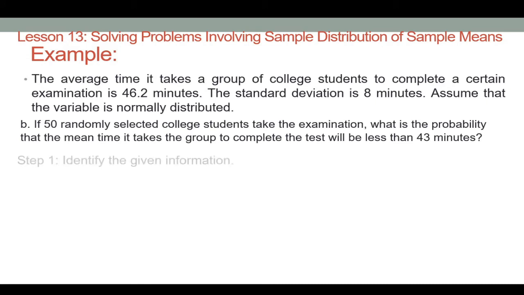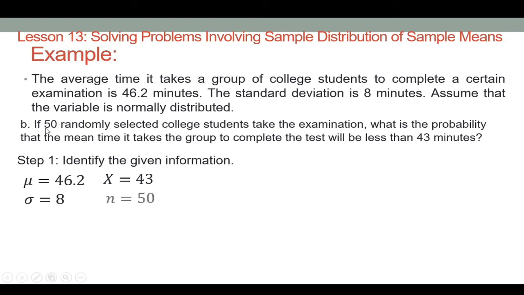So, to solve for this, we need first to identify the given. So, again, same mean, which is 46.2, and using the same standard deviation, which is 8 minutes. Ilang minutes daw? Sabi, 43. Ngayon, meron bang iba pang given? Nadagdagan siya ng number of samples, which is 50. Okay, good. Meron pa ba? Wala na. So, ano na next natin?